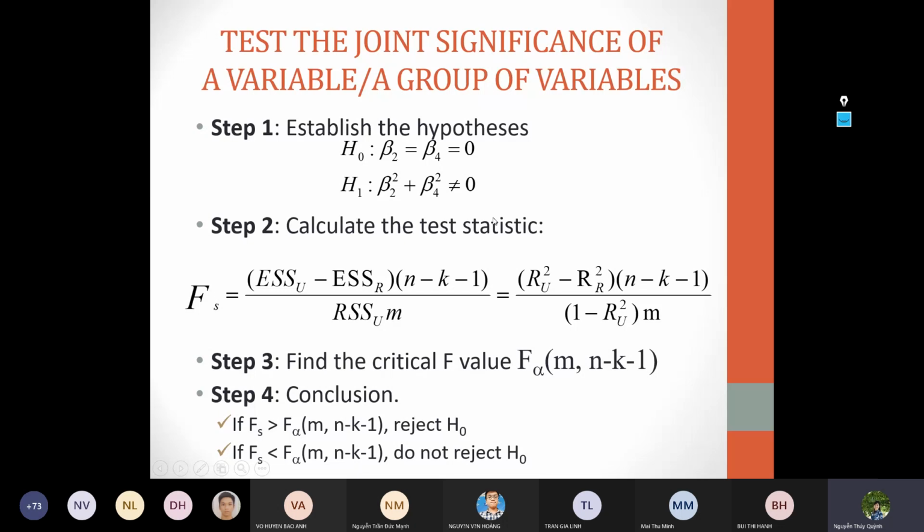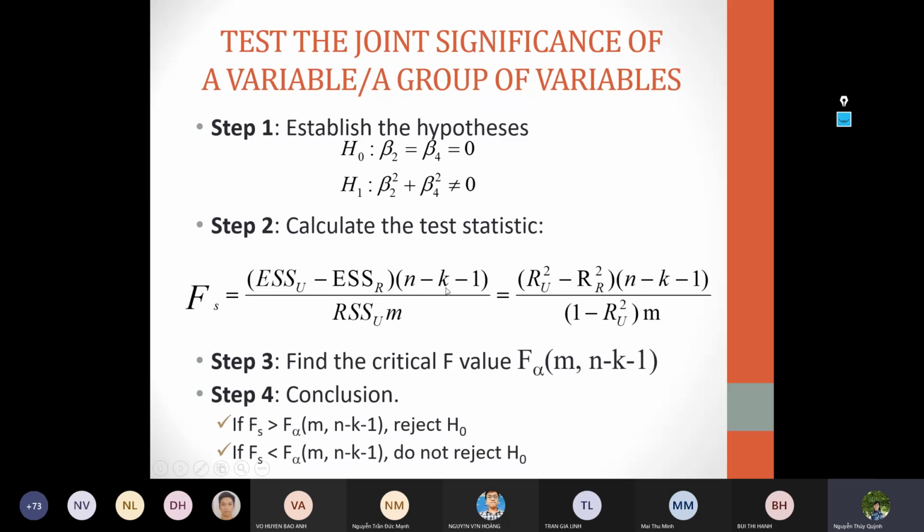Because we are dealing with multiple linear restrictions, the test we use is an F test. We calculate the observed value of the test statistic with the formula here. We have the ESS of the unrestricted model minus the ESS of the restricted model, divided by M, and divided by the RSS of the unrestricted model divided by N minus K minus 1. So I rewrite the formula and get this one.